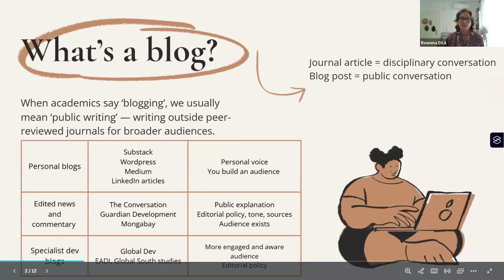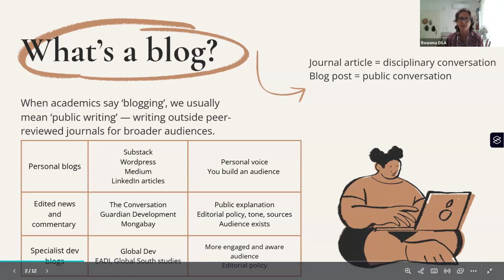I think one of the important things to remember is that when we talk about blogging as academics, we often mean writing for a non-academic audience. So writing outside of the peer-reviewed journals for a much broader readership. And that's a really important distinction to make, because your journal article is a very specific disciplinary conversation. We're talking about more of a public conversation.